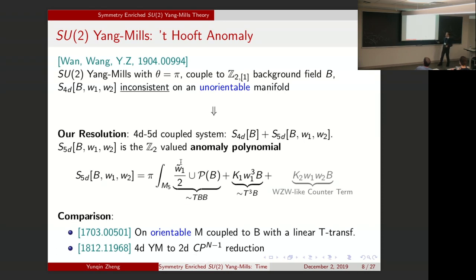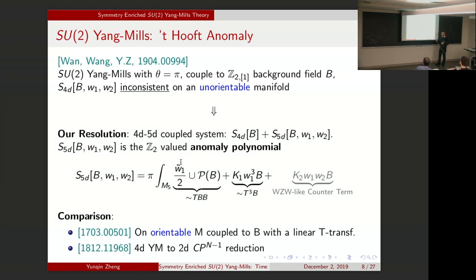So we have discussed coupling the background fields to the one-form symmetries and the time reversal symmetry separately, but now let's couple them together. So now let's turn on both backgrounds together. If we do so, we immediately encounter a problem. The problem is that once we couple the theory to the Z2 one-form symmetry background field B, then some of the terms in this action are not Z2 valued anymore. It's not a mod 2 quantity anymore. So it means that those terms cannot be formulated on an orientable manifold.